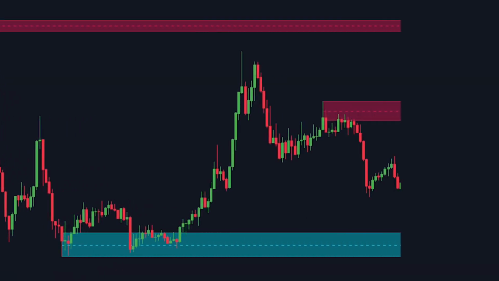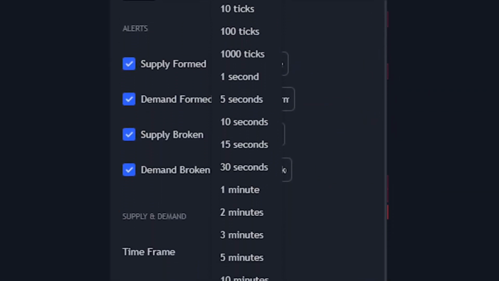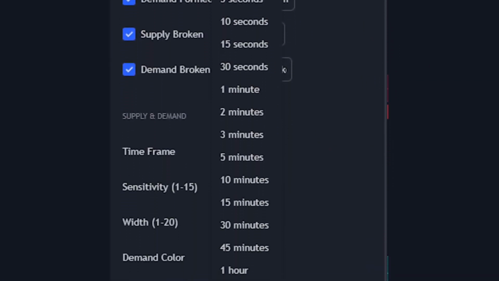Remember, the higher time frame zones will always dominate the lower ones, so never ignore them. Use this indicator to line up your zones, plan your entries, and manage your risk properly.